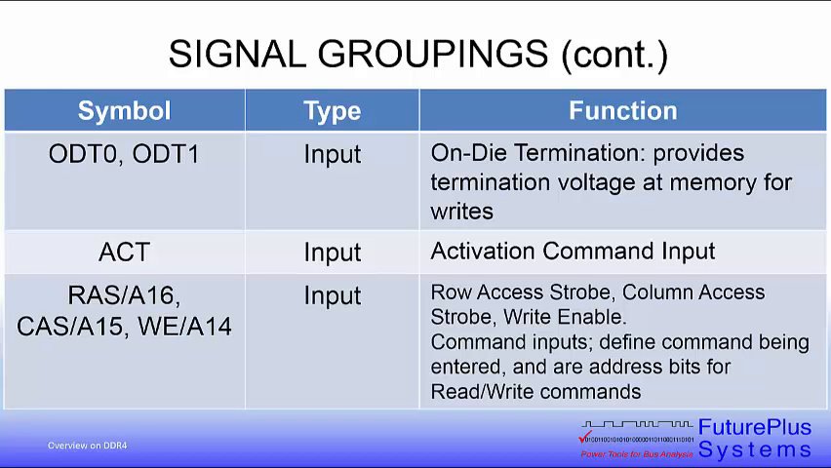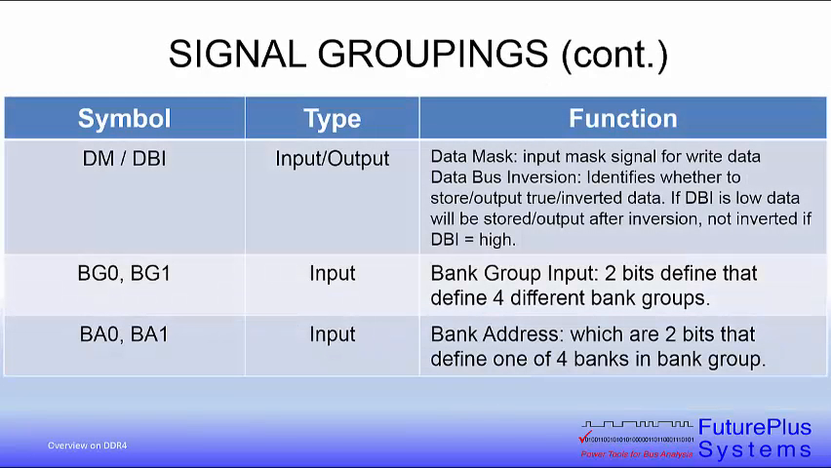ACT is the activation command input. RAS stands for row address strobe, CAS stands for column address strobe, and WE stands for write enable. These define the command during the command portion of the cycle. A stands for address, and they are address bits A16, A15, and A14 respectively when the command is either a read or a write. DM and DBI stand for data mask and data bus inversion.